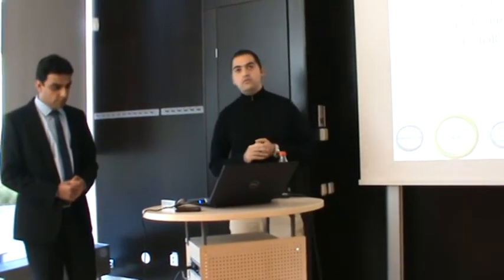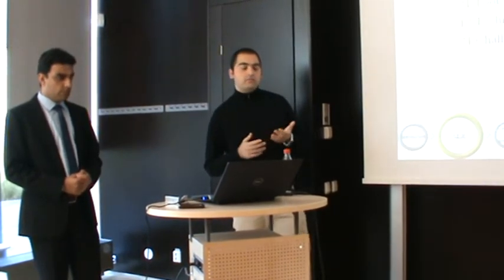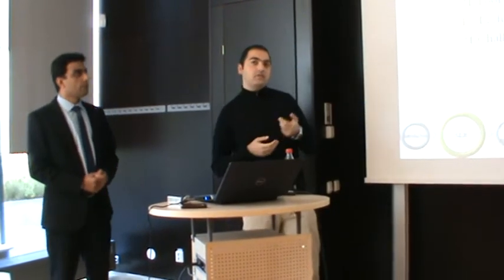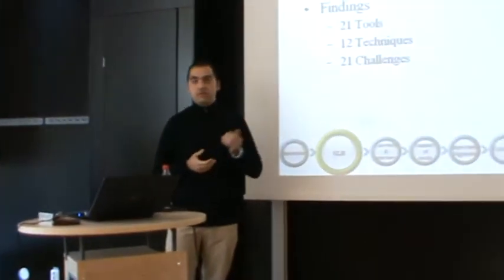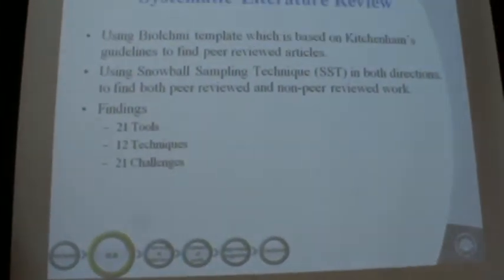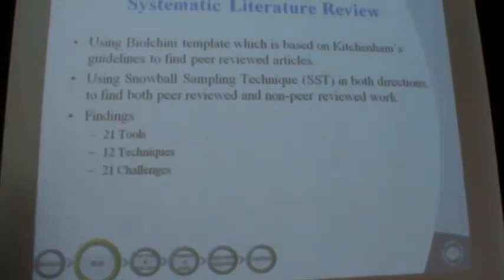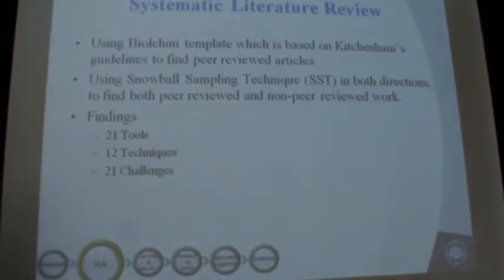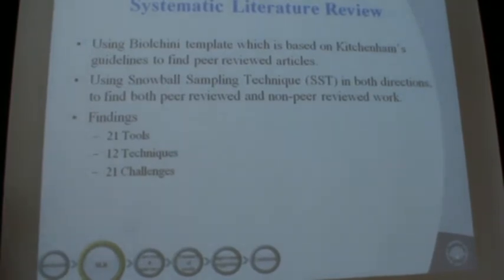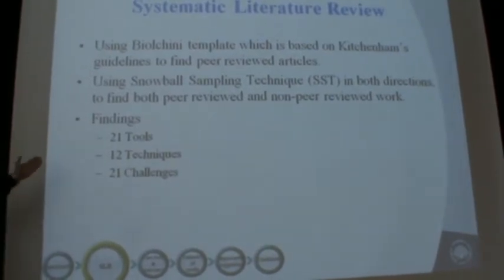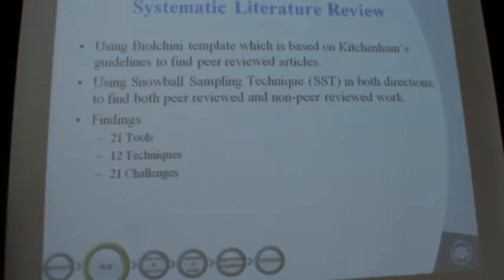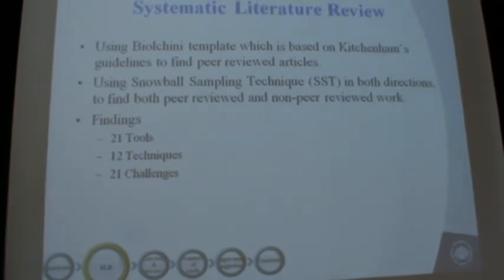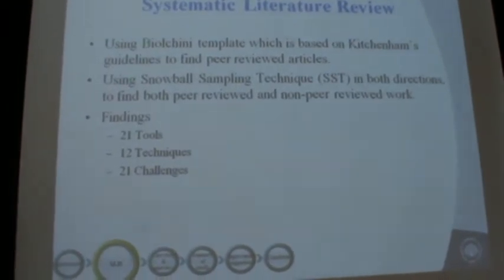The first one was to recover some peer-reviewed articles that maybe we missed because of mistakes during the systematic literature review. And the second one is to collect the non-peer-reviewed and the gray literature, which the researchers believe is important for our topic. The results of this literature review were that we found 21 tools for data warehouse testing, 12 techniques, and 21 challenges faced in data warehouse testing. Let's go for more details.